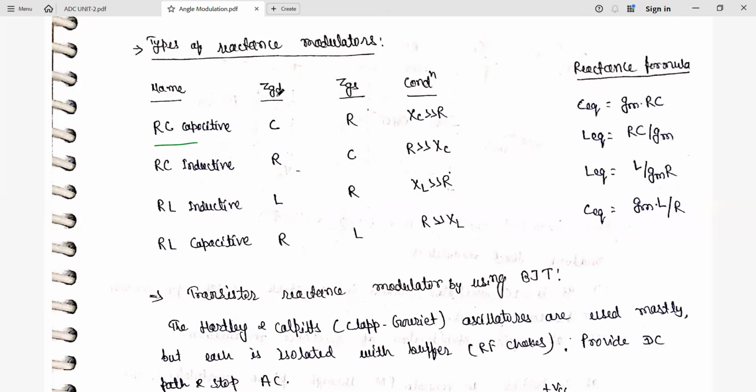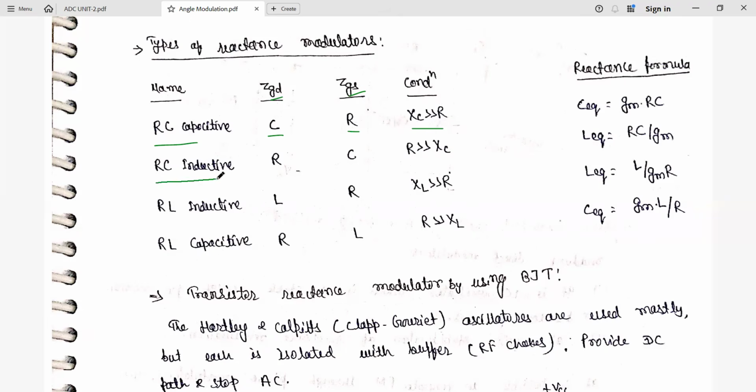If G, this is the impedance between gate and drain, between gate and source, and the condition is here. So here C is connected between gate and drain, and between gate and source we have R, and the condition is X is much greater than R, then C equivalent value is GM into RC. So that derivation we have already seen.